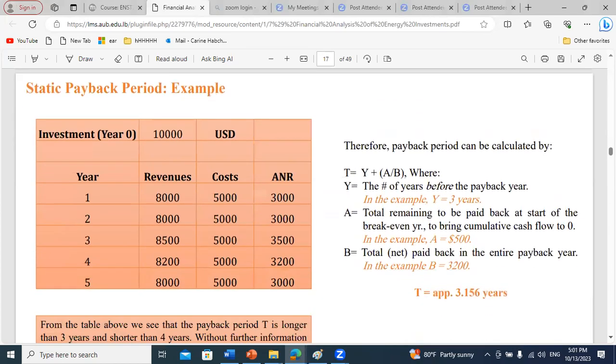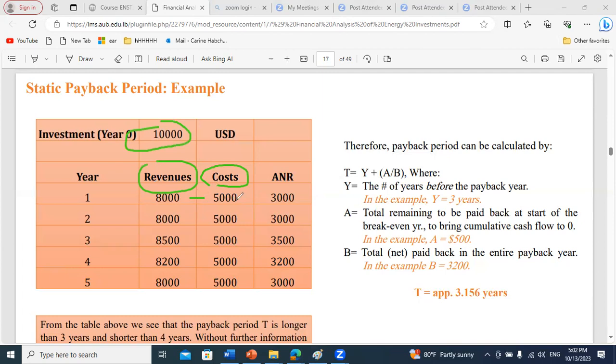Now, let us consider another example where we don't have a constant annual net rate. For example, we have a certain investment, and the investment value is $10,000 that we should pay at the initial time. Now we are studying for each year what the annual net rate is. So we should do a balance between the revenues and costs. The costs can include maintenance, operational cost, labor cost, etc. So for each year we can take the difference between revenues and costs.